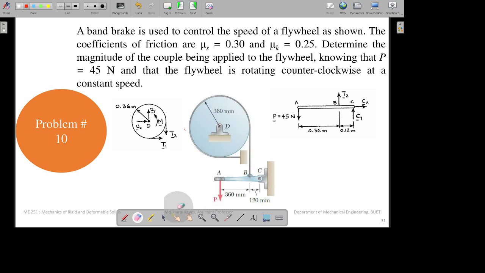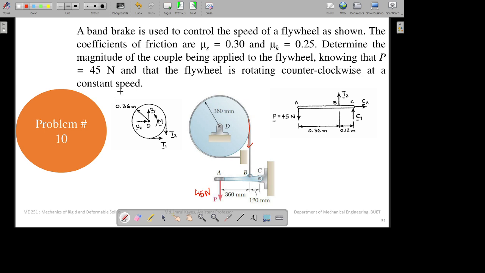I can write it down for you. The value of P is 45 Newton, and that the flywheel is rotating counterclockwise. That means the flywheel over here is rotating in that manner. So if you apply the brake, some tension will be generated and it will try to change the speed of the flywheel, or it can stop it. So it is rotating counterclockwise at a constant speed.